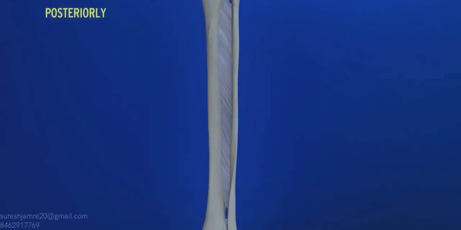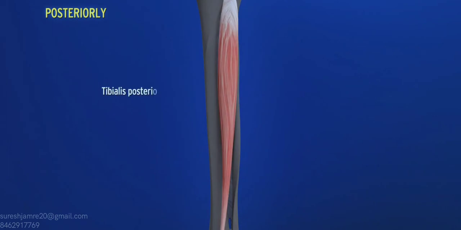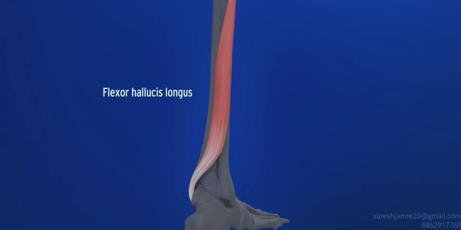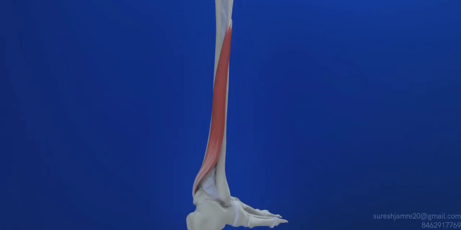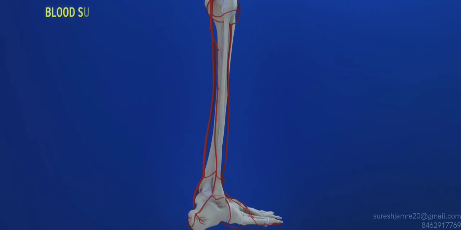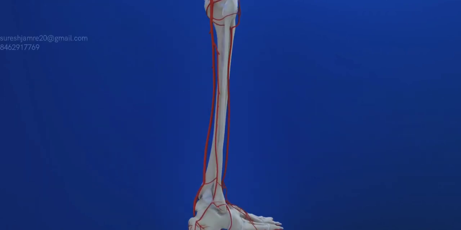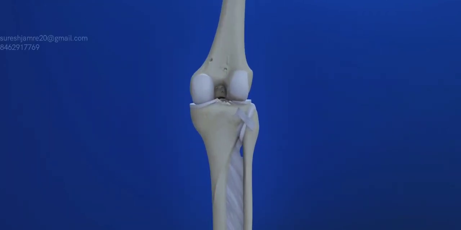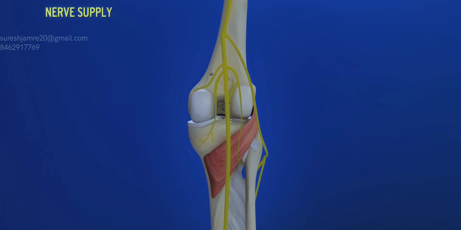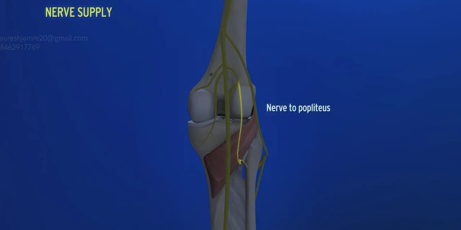Posteriorly, it is related to tibialis posterior and flexor hallucis longus. Blood supply is by branches of the anterior and posterior tibial arteries. Nerve supply is by the nerve to popliteus.